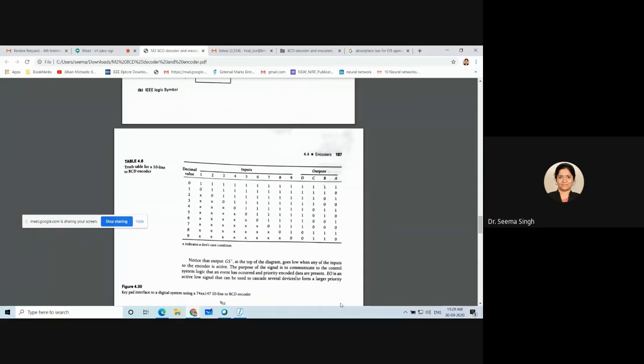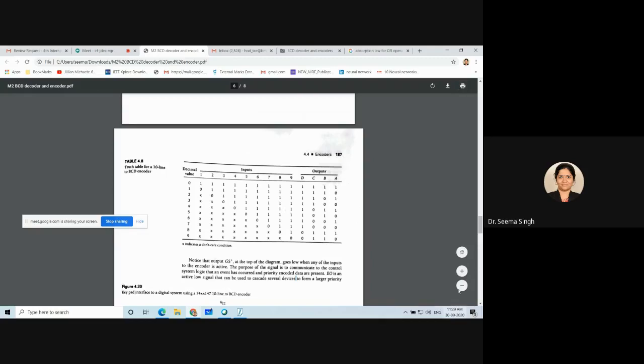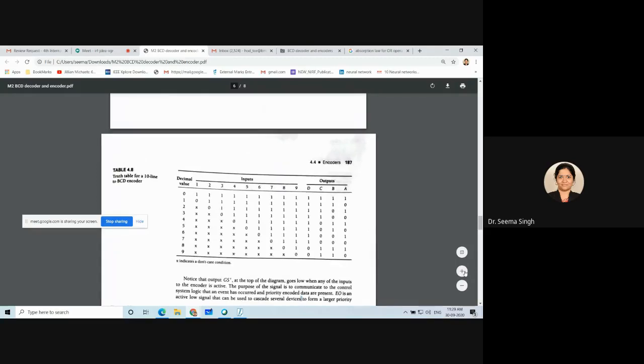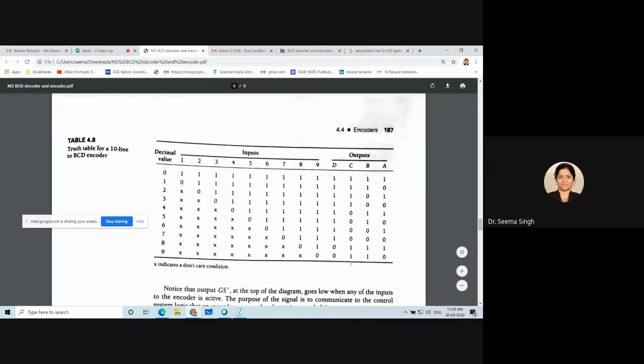Let me come back to the truth table. As you have seen this truth table before, you should be able to understand this truth table now.